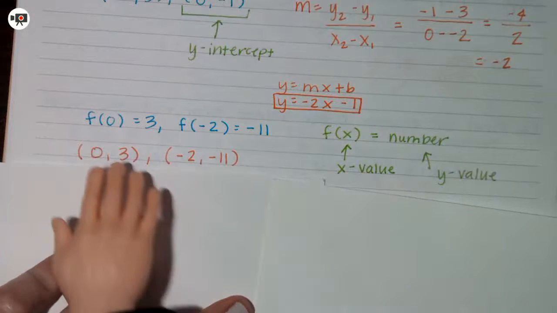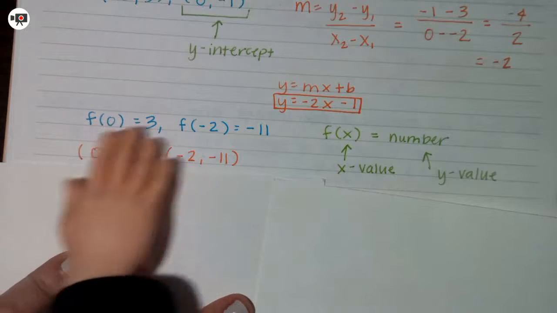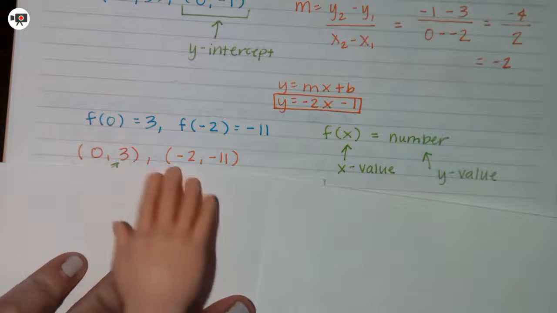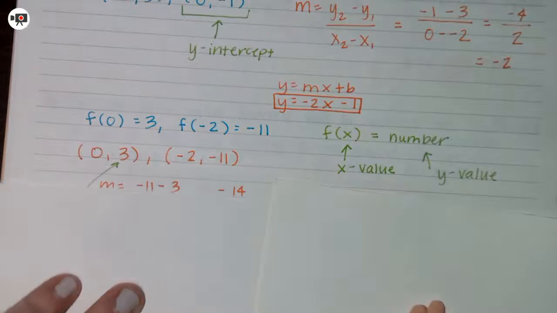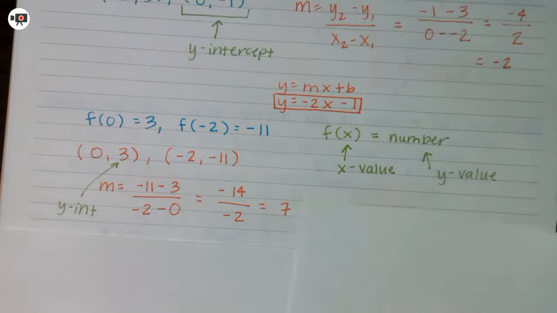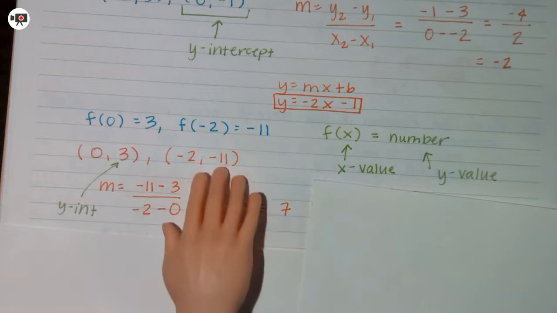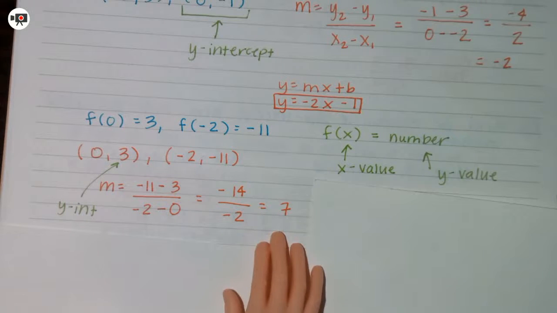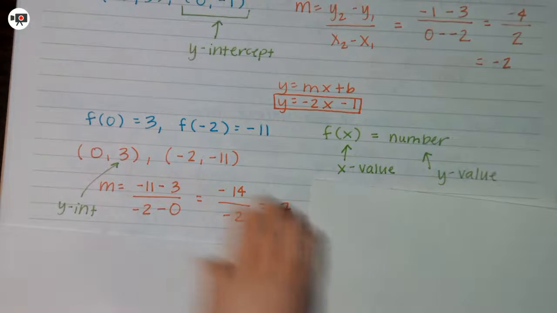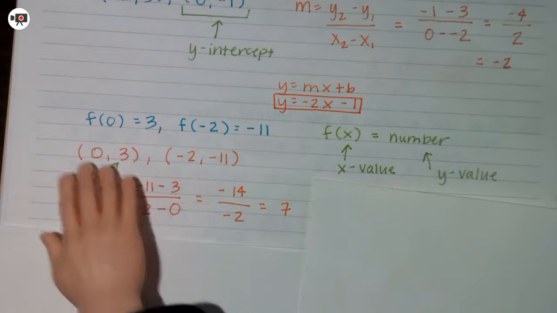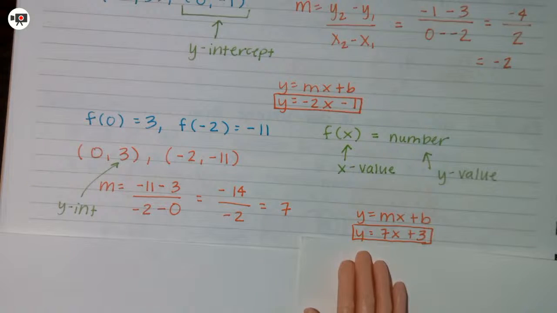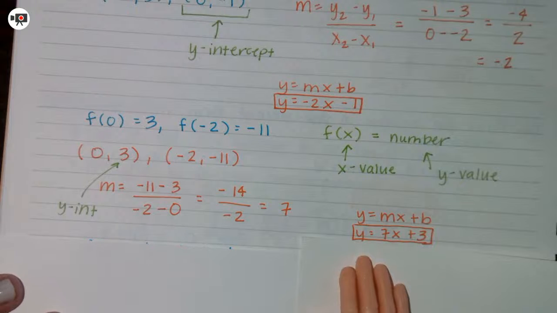So we rewrite our points. X is x, and 3 is my y. So I have the points 0, 3, and negative 2, negative 11. Find slope, and I have y2 minus y1 over x2 minus x1 to give a slope of 7. 0, 3 is a y-intercept because x is 0. So after I plug it into my equation, I get y equals 7x plus 3.